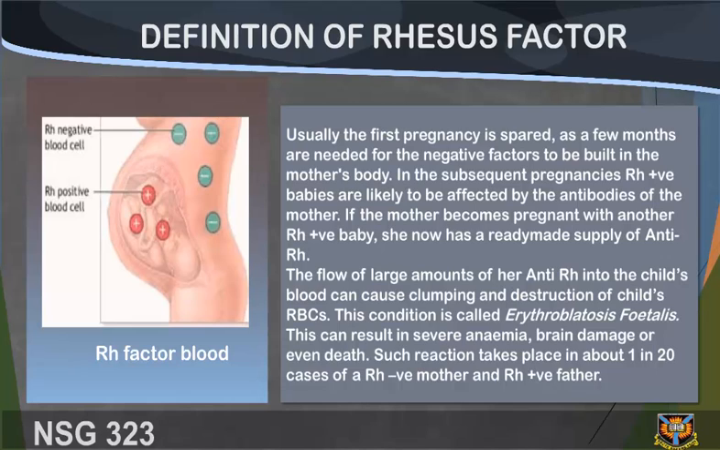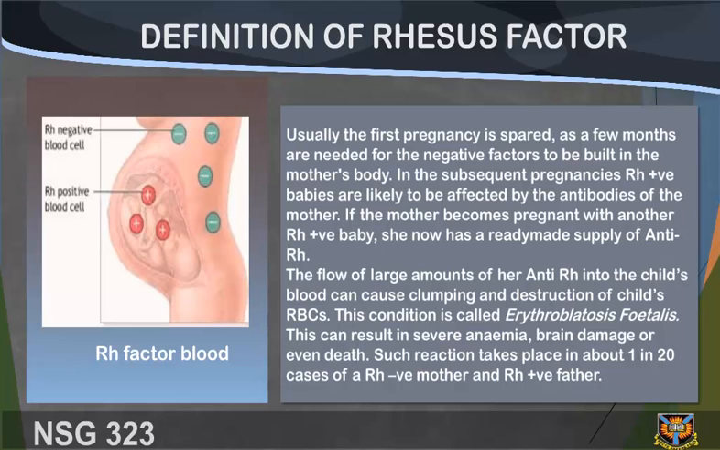Usually, the first pregnancy is spared, as a few months are needed for the negative factors to be built in the mother's body. In the subsequent pregnancies, Rh positive babies are likely to be affected by the antibodies of the mother. If the mother becomes pregnant with another Rh positive baby, she now has a ready-made supply of anti-Rh. The flow of large amounts of her anti-Rh into the child's blood can cause clumping and destruction of the child's RBCs.